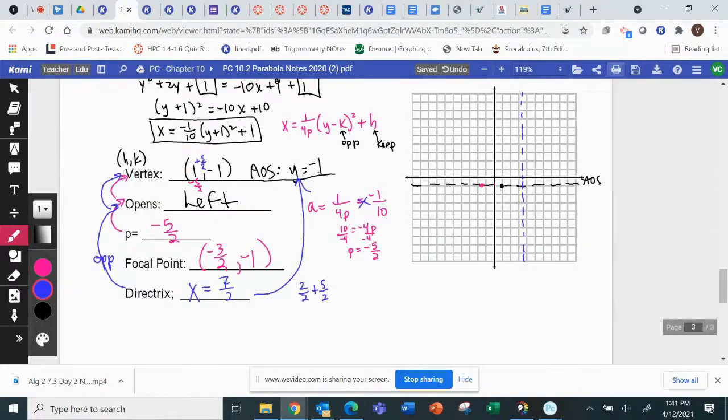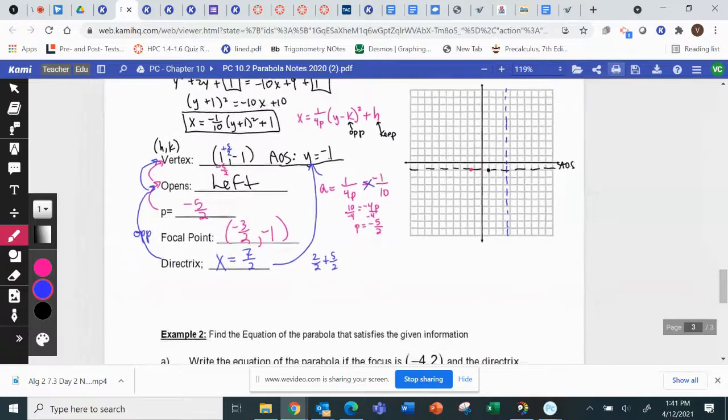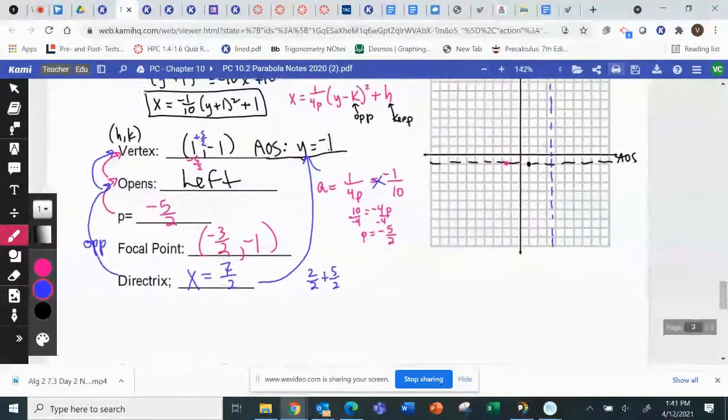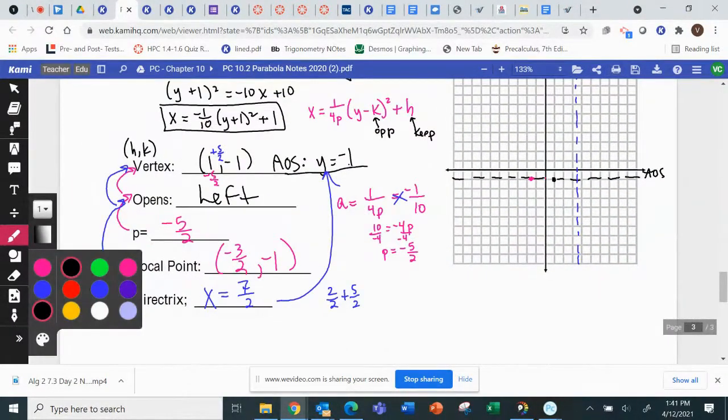Okay, so we have everything done except for the graph. I'm going to do it with a transformation table. Again, you can get points other ways, but I'm going to recommend a transformation table because it definitely gives you the vertex and points around the vertex. I'm going to copy my equation real fast so I don't have to keep looking.